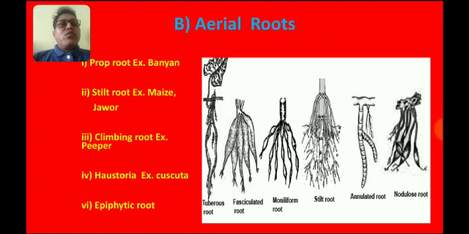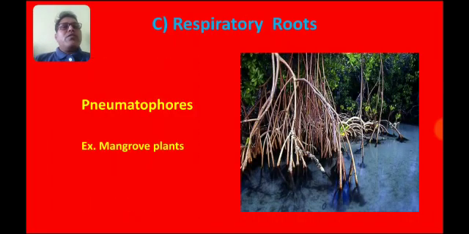Now let us focus on the aerial roots. The aerial roots grow above the ground. This type of root is exposed to the air. There are four main kinds of these roots, that is prop root, stilt root, climbing root and the haustoria or epiphytic roots. These roots hang from the particular plants. For example, in the prop root there is the banyan. In the stilt root the example is maize or jowar, and in climbing roots the examples are pepper and cuscuta, etc. Then the third, that is the respiratory roots, called the pneumatophores.